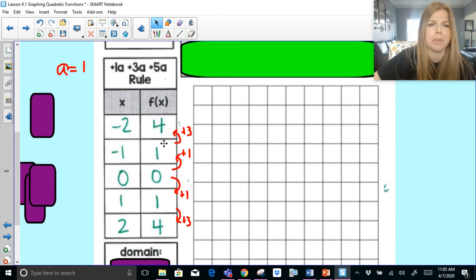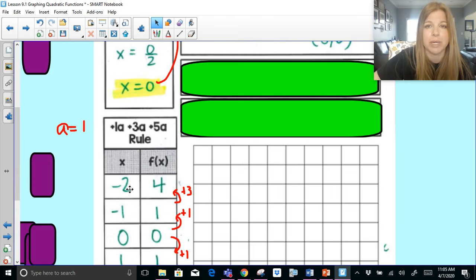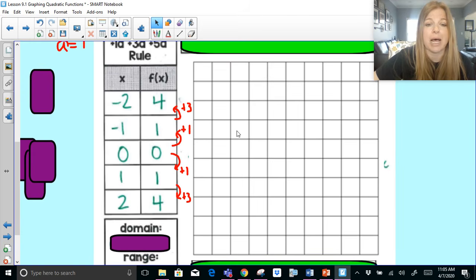Now, think about this for a moment. My function was f of x equals x squared. What's negative 2 squared? 4. What's negative 1 squared? 1. What's positive 1 squared? 1. What's positive 2 squared? 4. So it's still the same. It's not any different. Now we're going to go ahead and plot points.